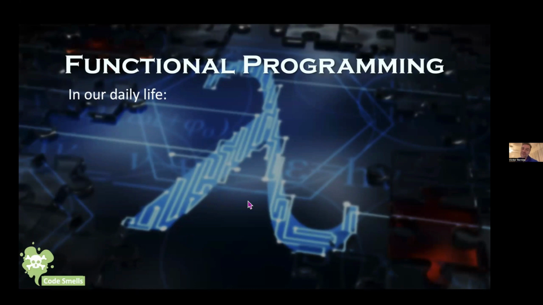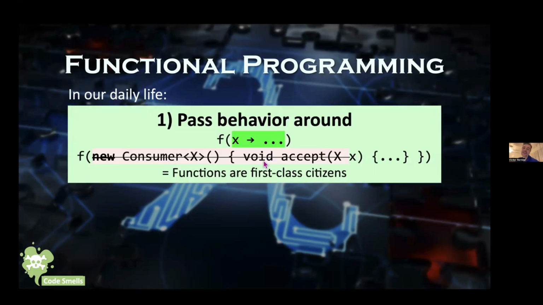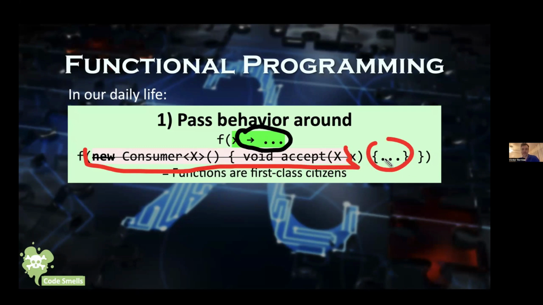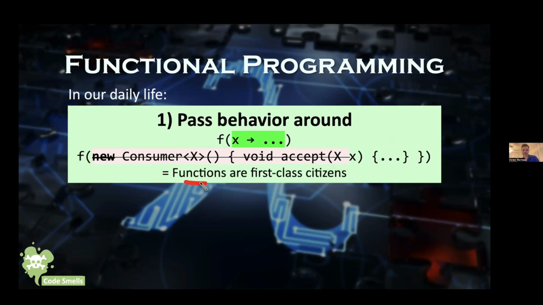So in our daily life, when functional programming came in Java 8, it allowed us, via some syntactic sugar, to be able to pass around behavior in our code without having to follow up with an object that wraps around that behavior. So it's just simplifying passing a function around. Functions are first-class citizens, you might have heard.